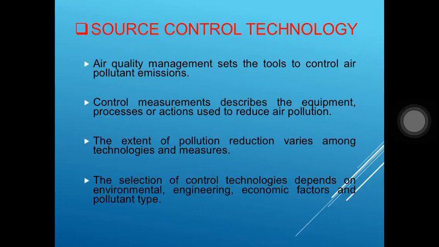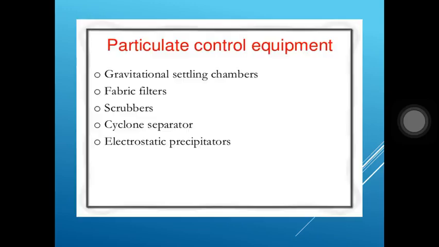Air quality management sets the tools to control air pollutant emissions. Control measures describe the equipment, processes, or actions used to reduce air pollution. The extent of air pollution reduction varies among the technologies and measures. The selection of control technologies depends on the environmental, engineering, economic factors, and pollutant type.